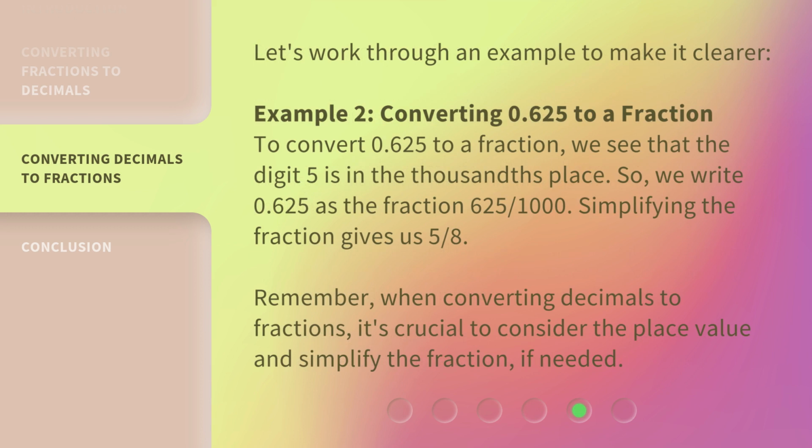Let's work through an example to make it clearer. Example 2. Converting 0.625 to a fraction. To convert 0.625 to a fraction, we see that the digit 5 is in the thousandths place. So, we write 0.625 as the fraction 625/1000ths. Simplifying the fraction gives us 5/8. Remember, when converting decimals to fractions, it's crucial to consider the place value and simplify the fraction, if needed.